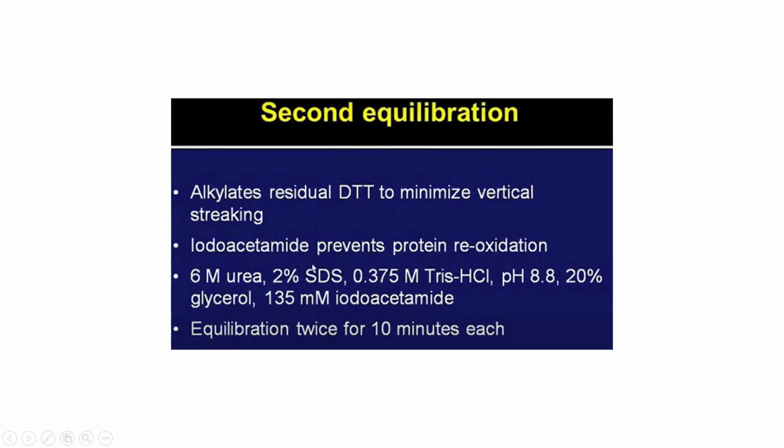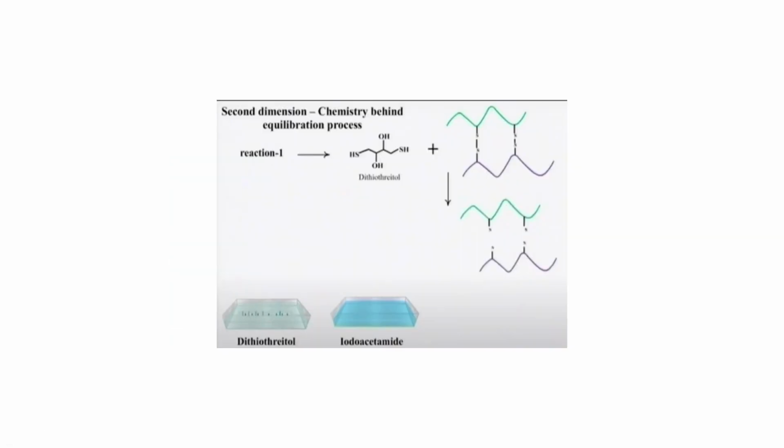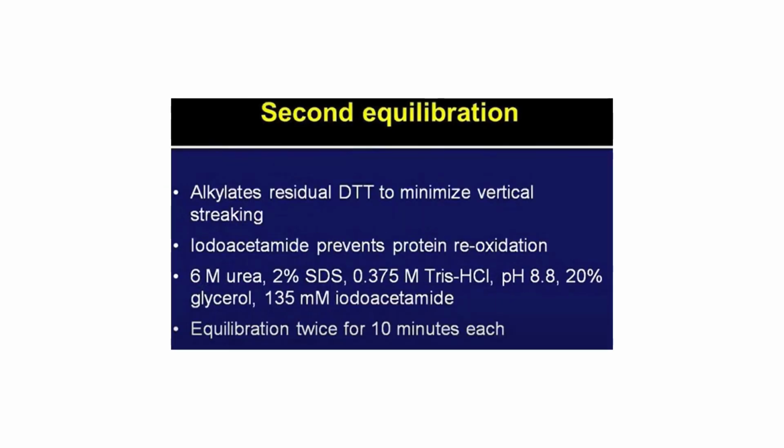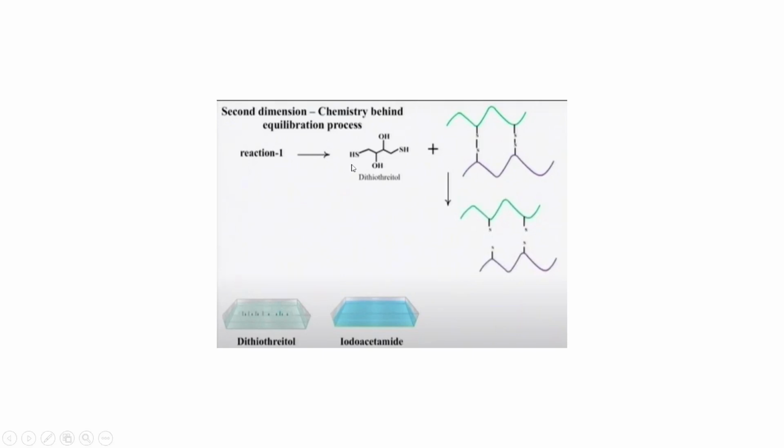Then iodoacetamide is used to prevent protein reoxidation. These concentrations of reducing agents are also used in the secondary equilibration, and the equilibration time is twice, 10 minutes each. So what happens in these reactions, in the first equilibration and second equilibration? In the first equilibration, the disulfide bonds are broken, and that's how the protein gets separated in the first step.